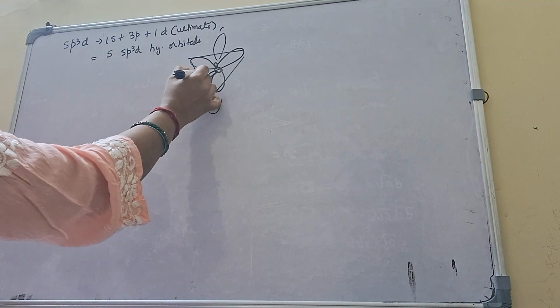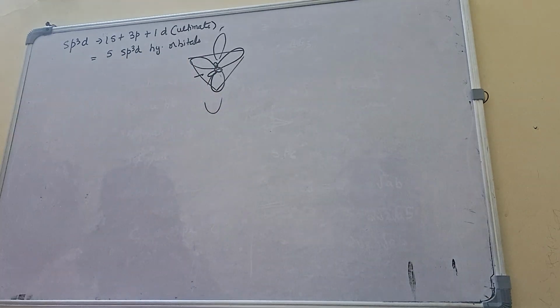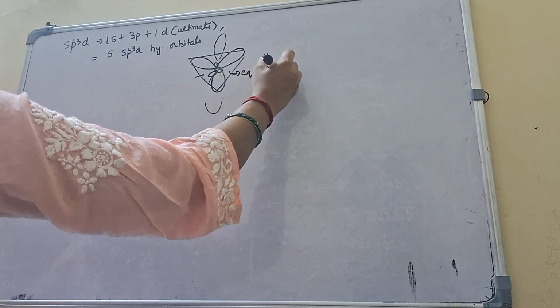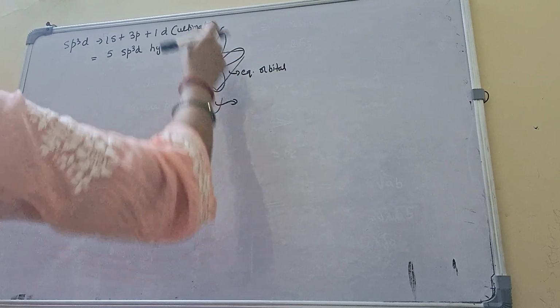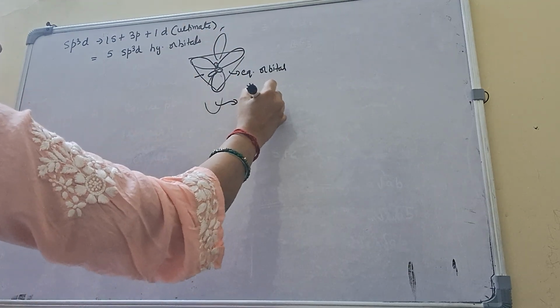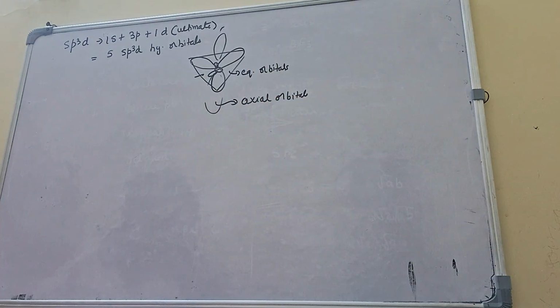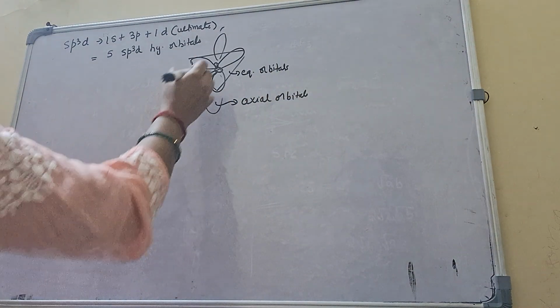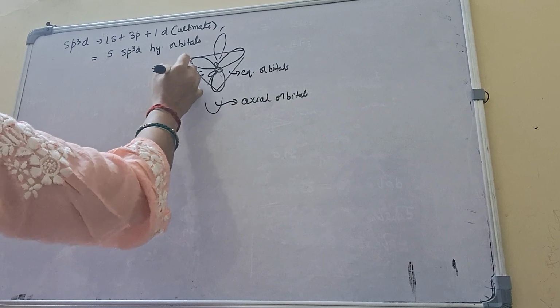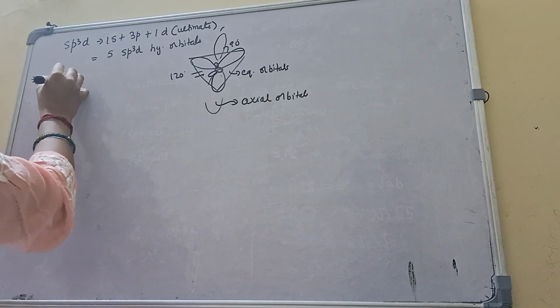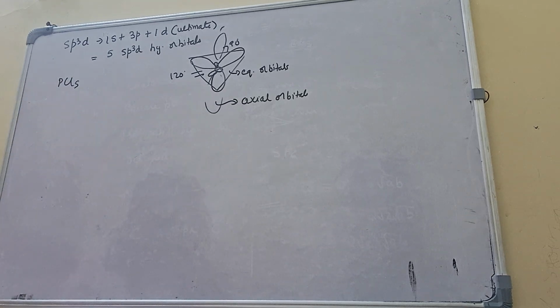So this is axial, and this is equatorial, right? The 2 orbitals are what we call axial orbitals, and these are equatorial orbitals, because they are in the equatorial plane, and the others are along the axis. In the equatorial orbitals, you know the angle is 120 and here the angle is 90. This is something that you already know. And the example here is PCl5.